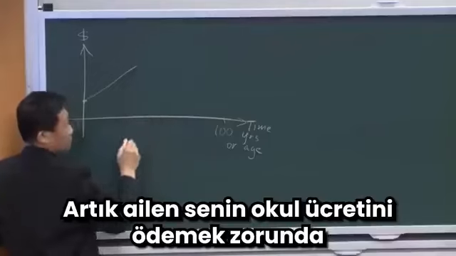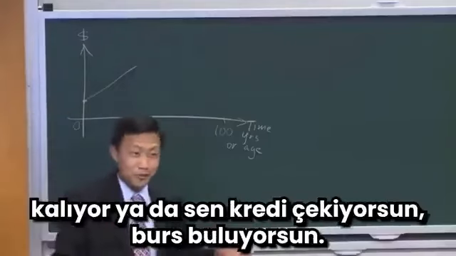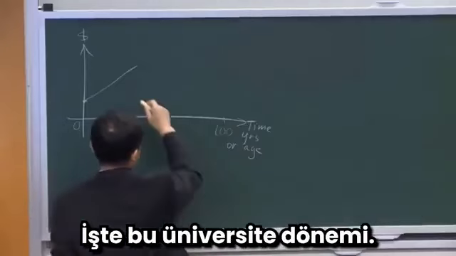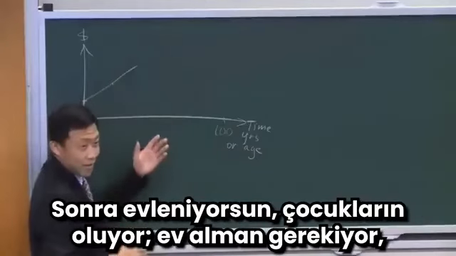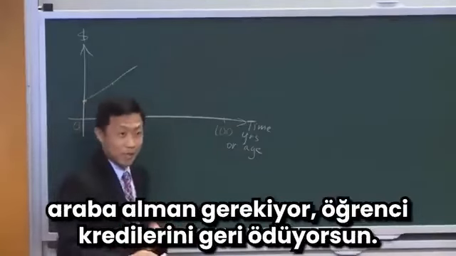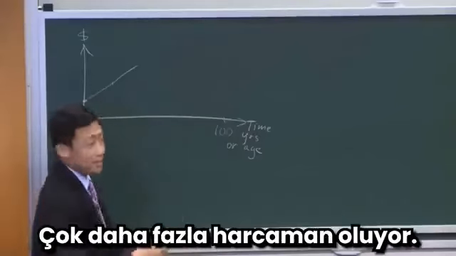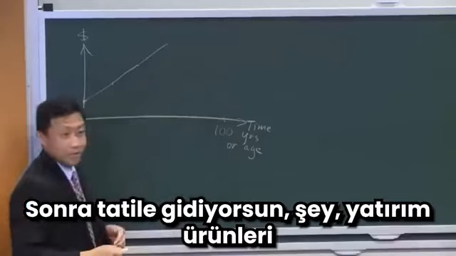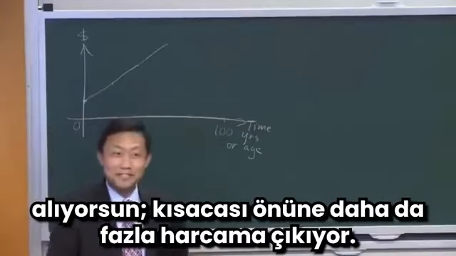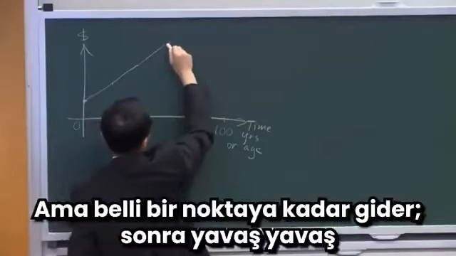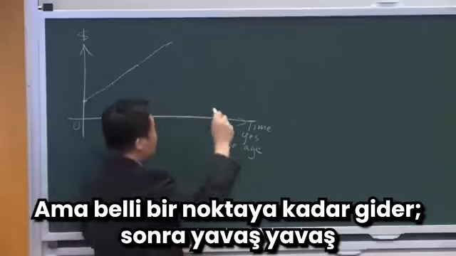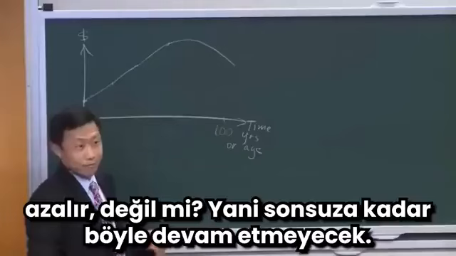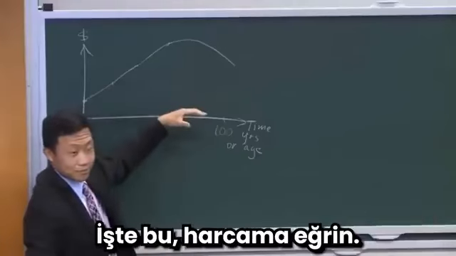Then the spending really goes up. Now your parents have to pay your tuition, or you have to borrow loans, scholarships, and then that's college. Then you get married, you have kids, you need to buy a house, buy a car, pay back student loans. You have a lot more spending. Then you go on vacation, you buy investments, you just have more spending coming up. But it goes to a certain point, it will taper down, right? You're not going to keep going forever. So that's your spending curve.